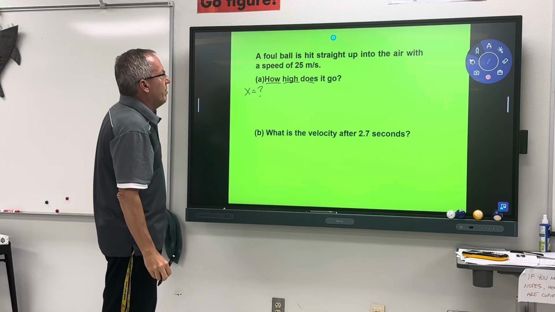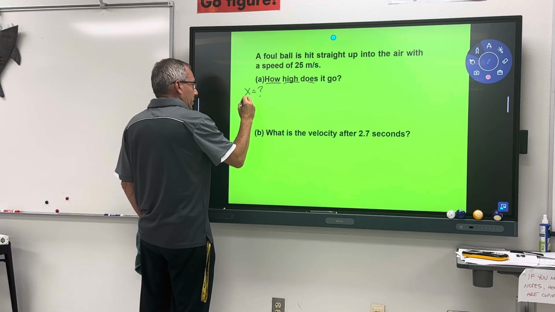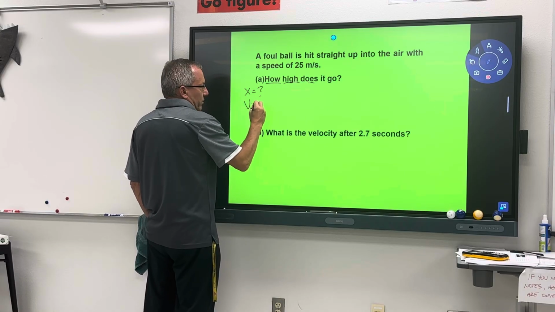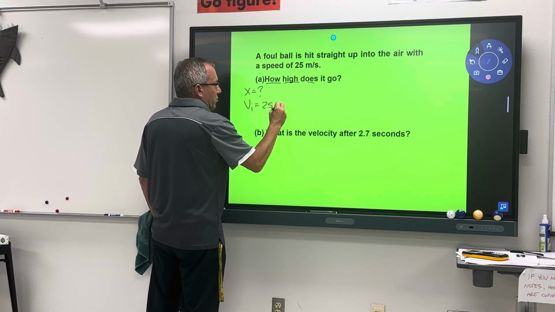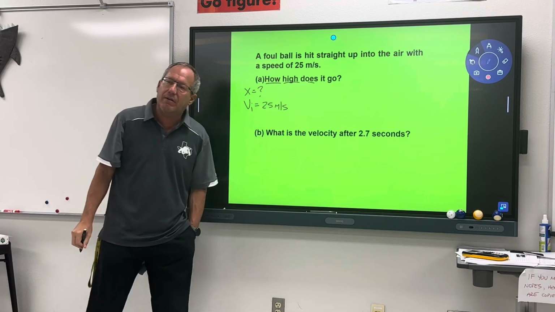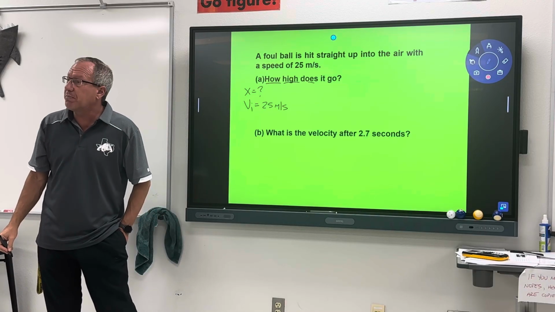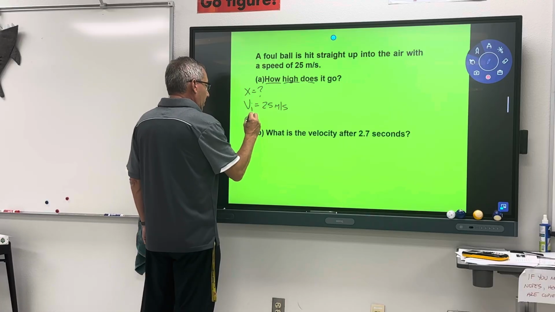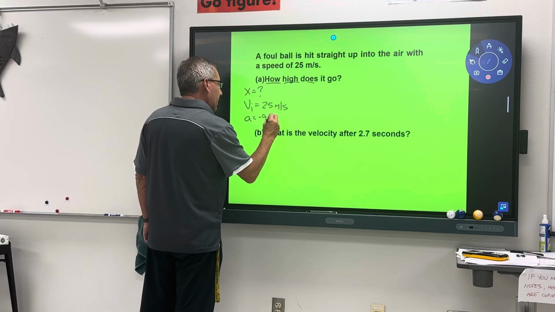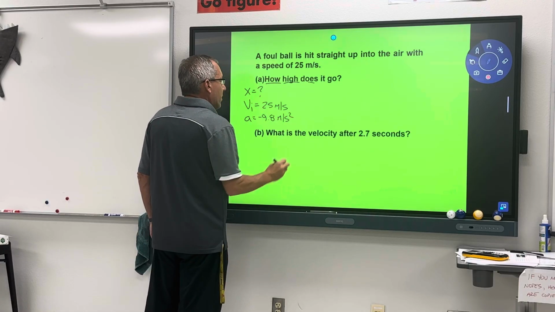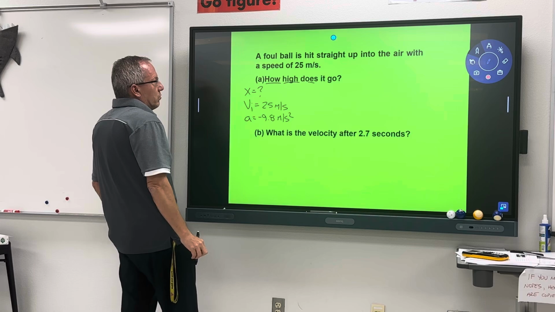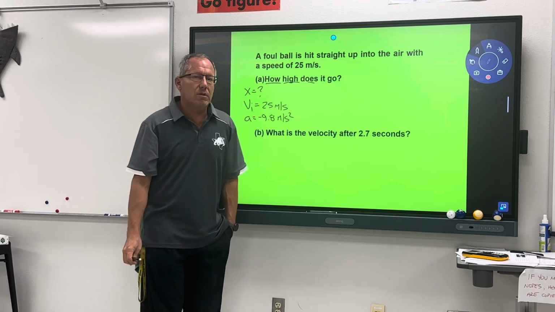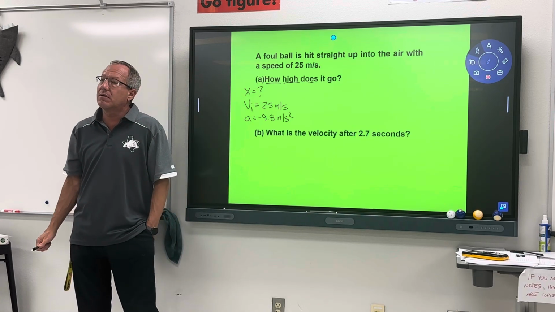It says up in the air with a speed of 25 meters per second. We're going to call that my initial velocity equals 25 meters per second. Is that right, or should it be negative? It's positive, so that's right. We still have acceleration equal to negative 9.8 meters per second squared. Straight up in the air. How high does it go? Is there any other givens on this?